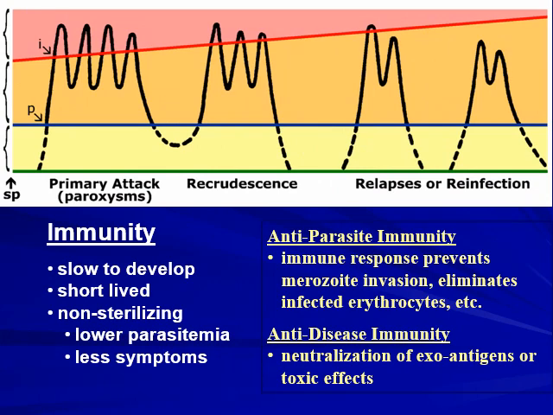The immunity against malaria is slow to develop, short-lived, and non-sterilizing. It leads to low parasitemia and fewer symptoms only. Anti-parasite immunity prevents merozoite invasion and eliminates infected erythrocytes. Anti-disease immunity leads to neutralization of exo-antigens or toxic effects.